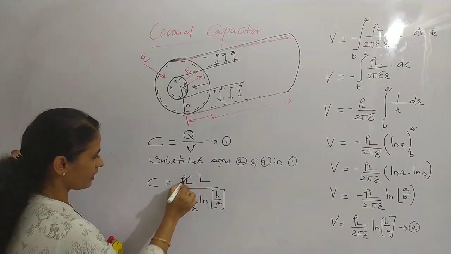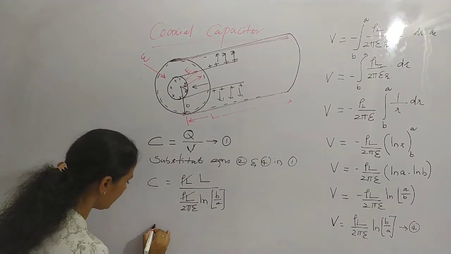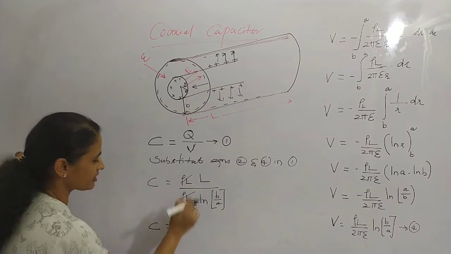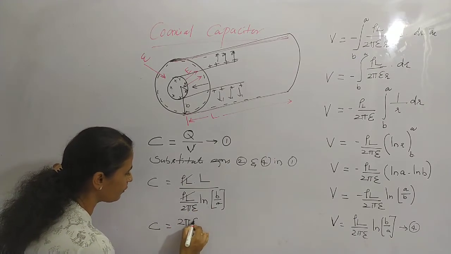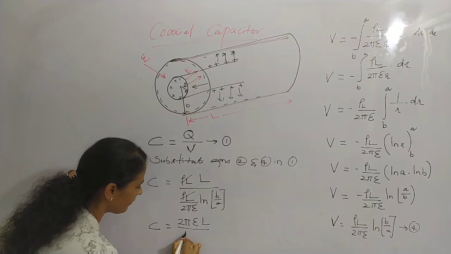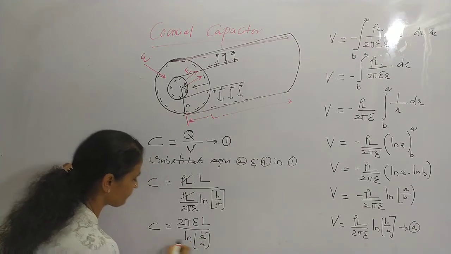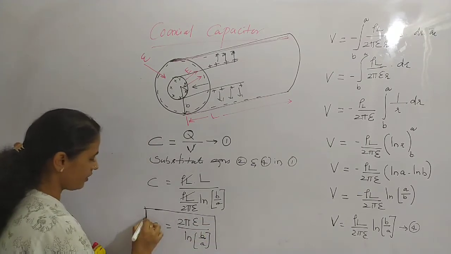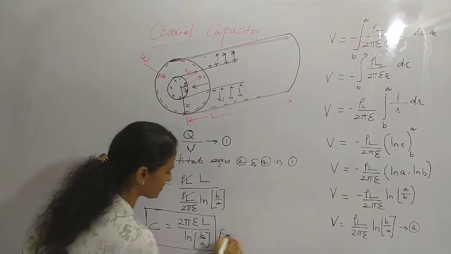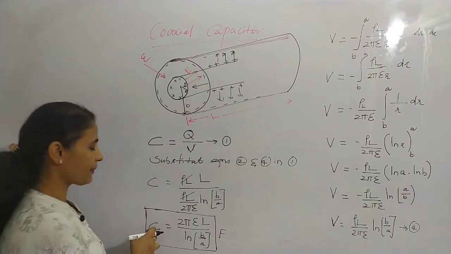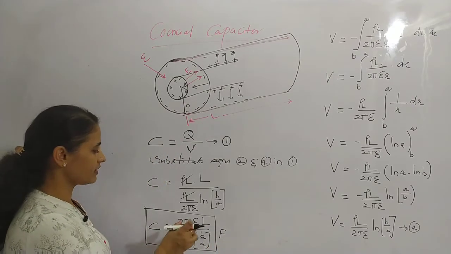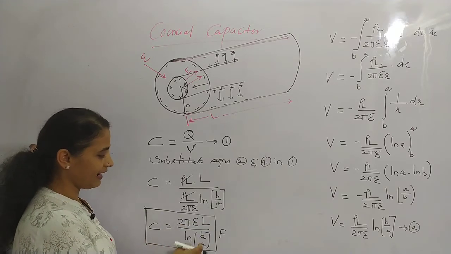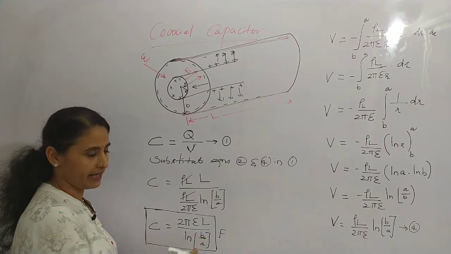So this rho_L cancels. So C is given by, if I take this term to the numerator, 2 pi epsilon L by log of b by a. What is this? This is the capacitance of the coaxial capacitor. What is the capacitance formula for the coaxial capacitor? 2 pi epsilon L by log of b by a.